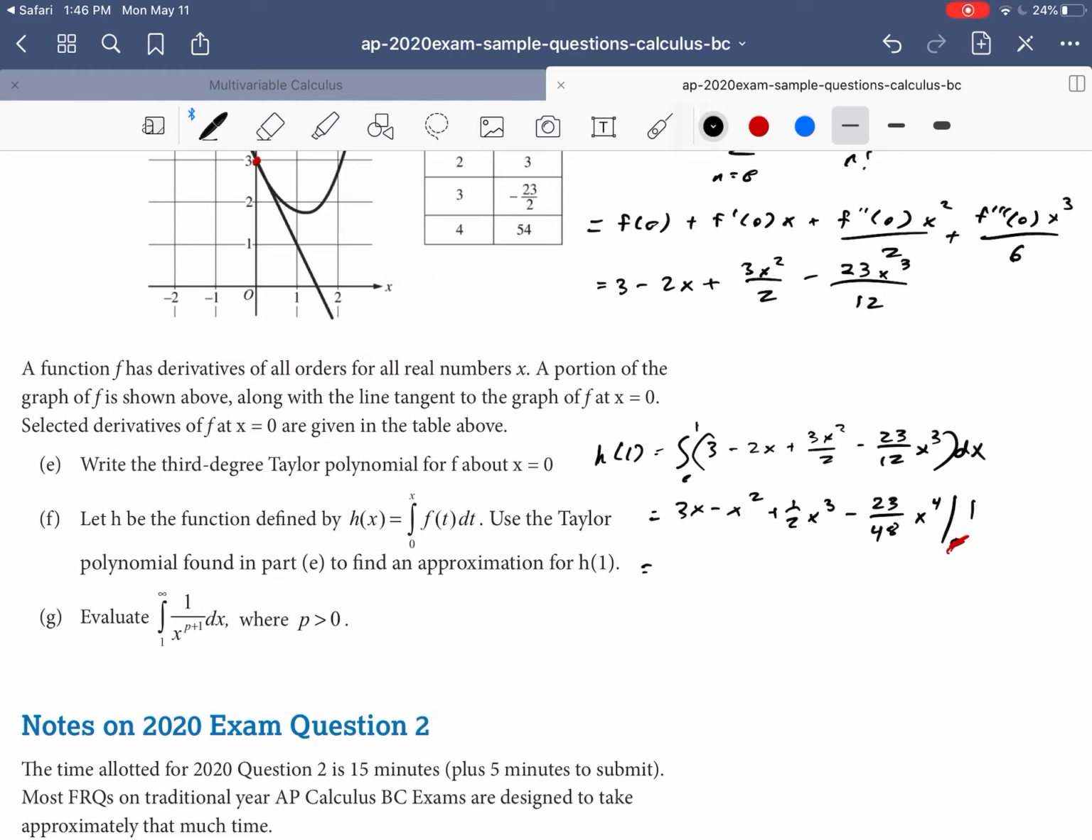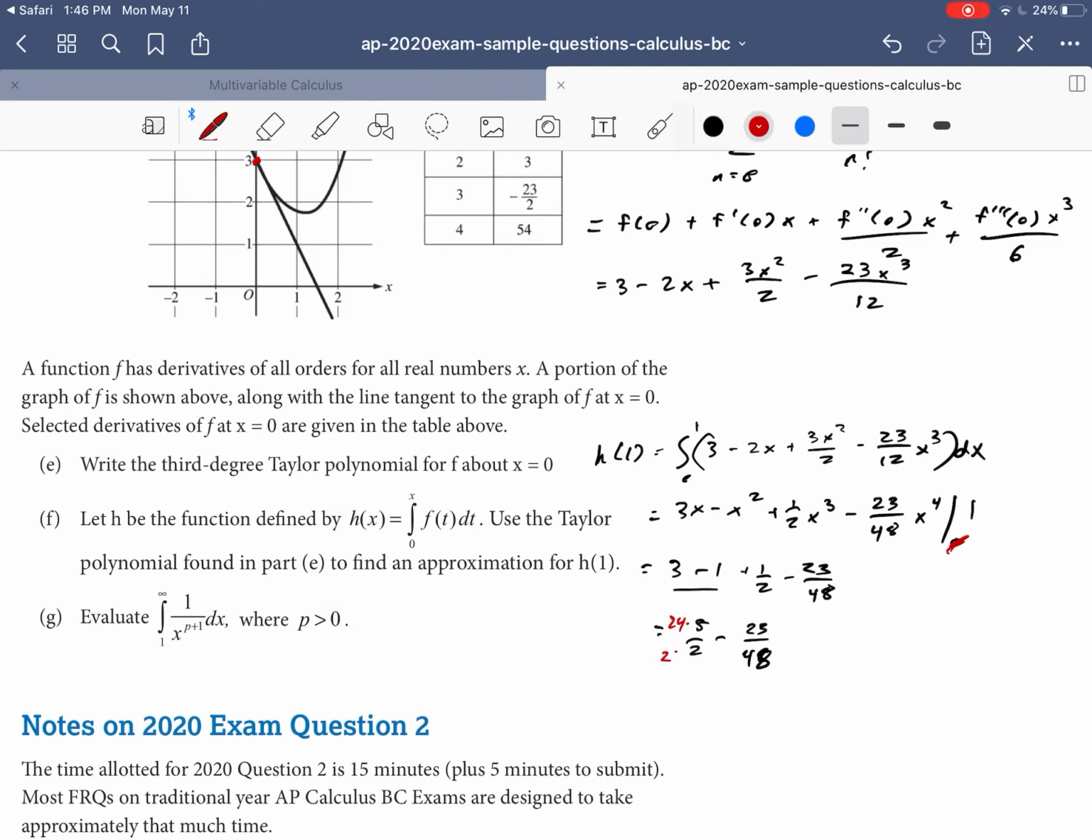And notice we kind of can just ignore 0 because every term has a factor of x in it. So when you plug in 0 for x, everything goes to 0. So we really just need to plug in 1, and that's going to be our approximation. Okay, so when we plug in 1, we're just basically summing up these coefficients. So we have 3 minus 1 plus 1/2 minus 23 over 48. And I'm pretty sure they will let you leave it at that. I guess for the sake of completion, 3 minus 1 is 2 plus 1/2, that's 5 halves. 5 halves minus 23 over 48.